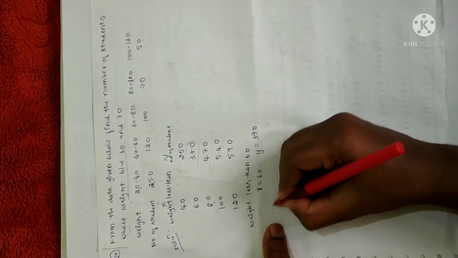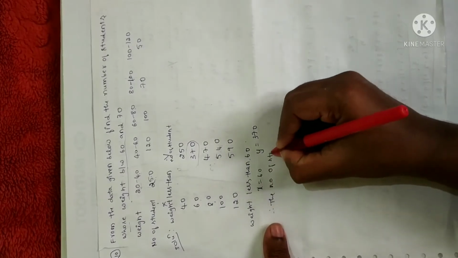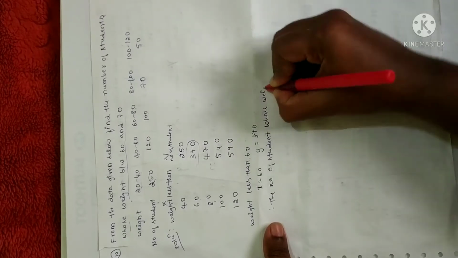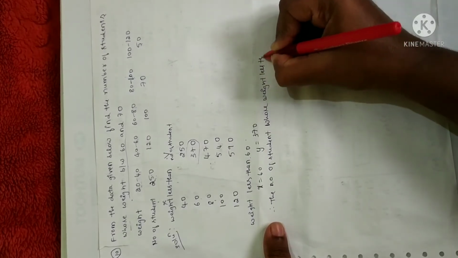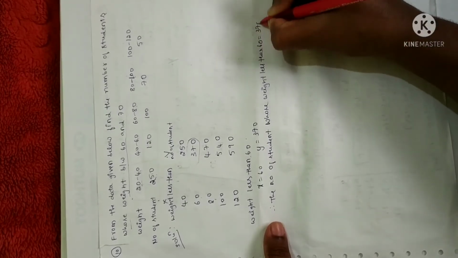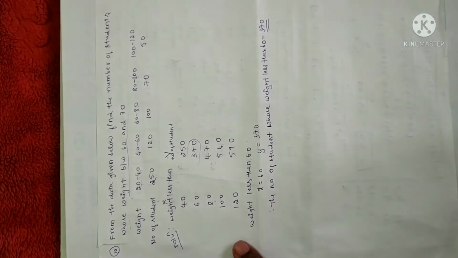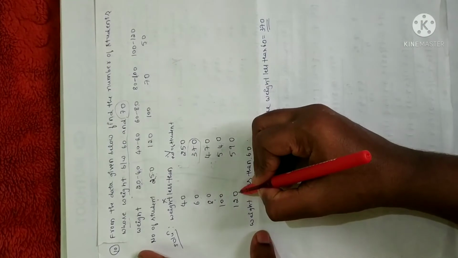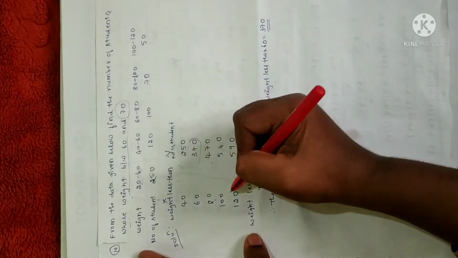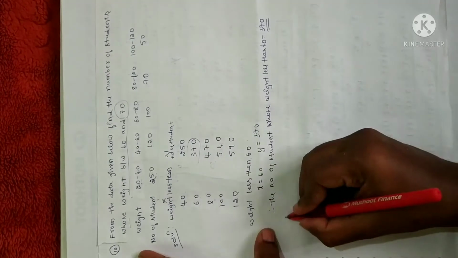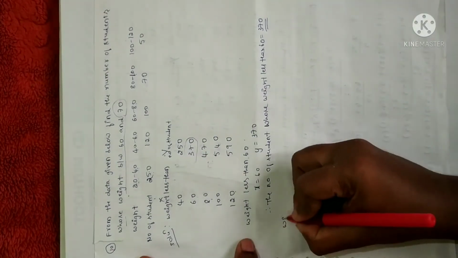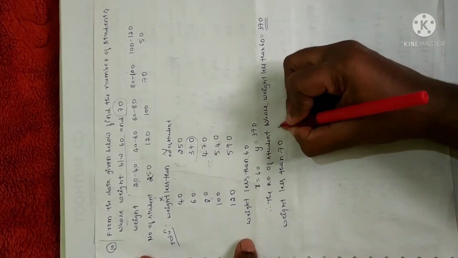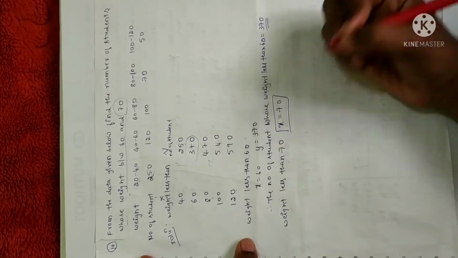Meaning is that the number of students whose weight is less than 60 is equal to 370 members. Now we have to find less than 70. Do we have 70 in this column? We don't have. So 70 is nearer to 40 compared to 120. 70 is nearer to 40. So we have to construct a forward difference table. So I'll just write here weight less than 70, meaning x is equal to 70. We have to calculate the corresponding y value.